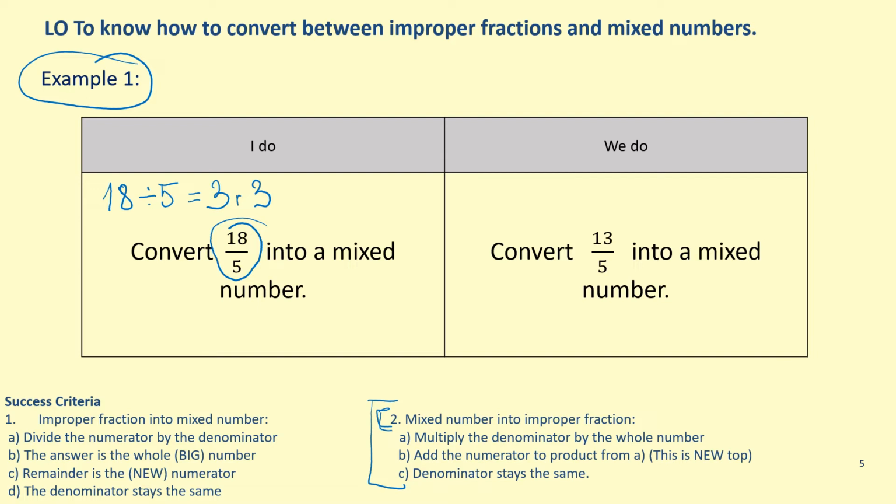Okay, I've done the first bit. The answer is the whole big number. So my answer is 3. So 3 is a whole number, a big number in the mixed number. The remainder is the new numerator. The denominator stays the same, so the denominator is 5. So 18/5 as a mixed number is 3 and 3/5. Now pause this video and attempt the question.